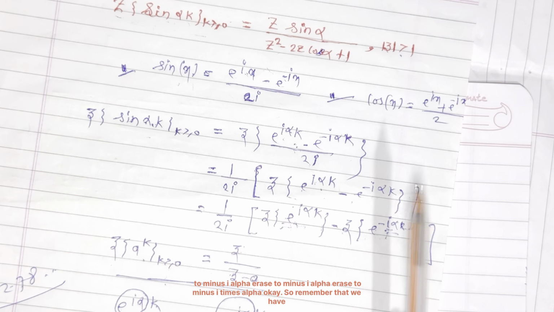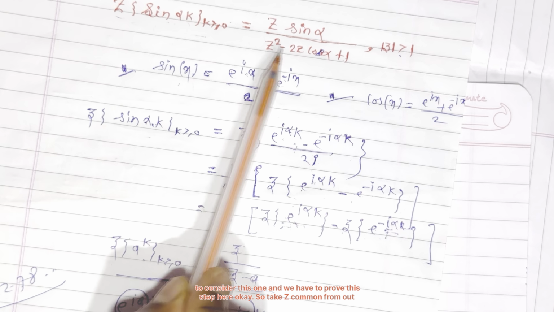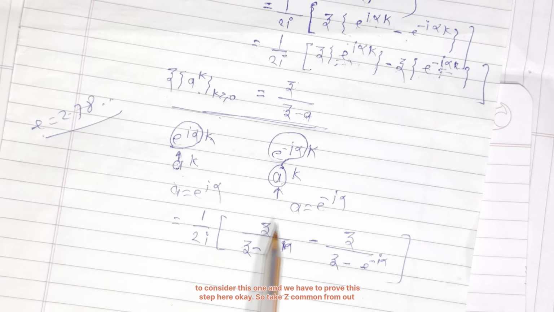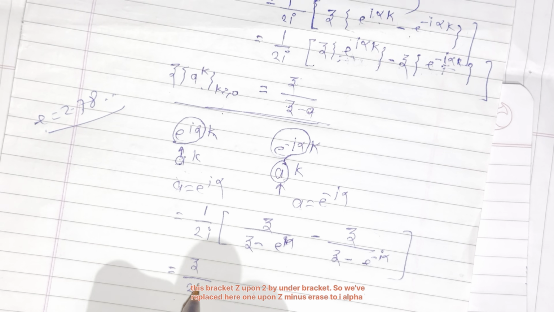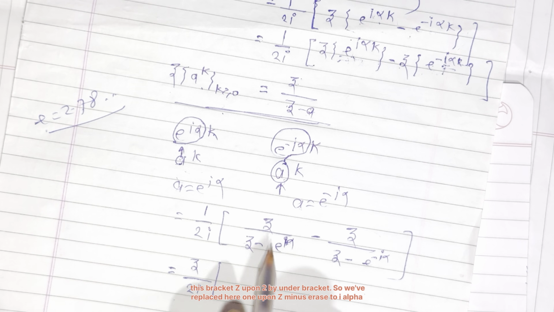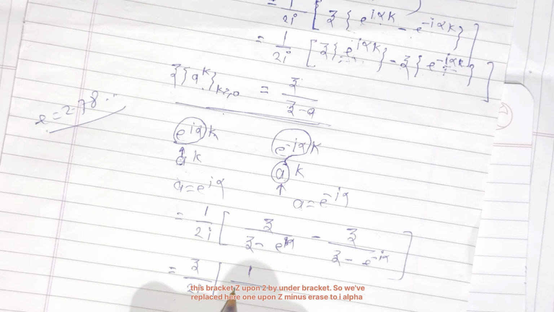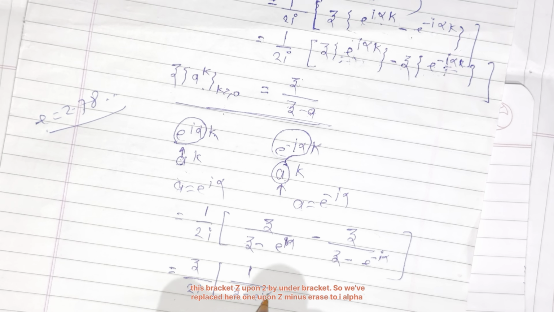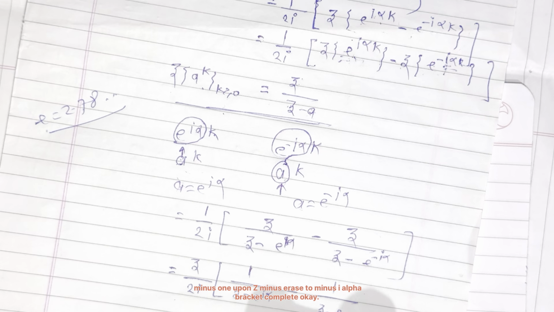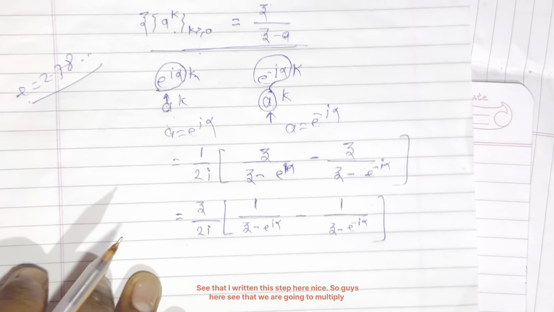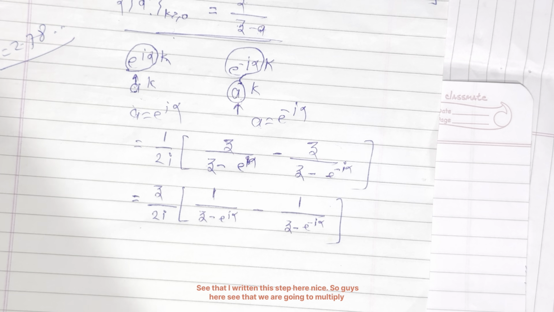Okay, so remember that we consider this one and we have to prove this step here. So take Z common from this bracket, Z upon 2i under bracket. We are left here with 1 upon Z minus e raised to I alpha minus 1 upon Z minus e raised to minus I alpha, bracket complete. See that I have written this step here next.